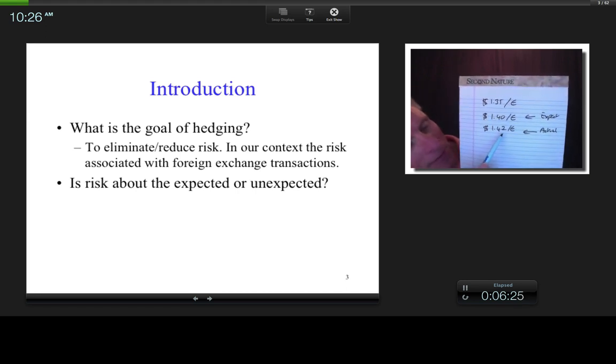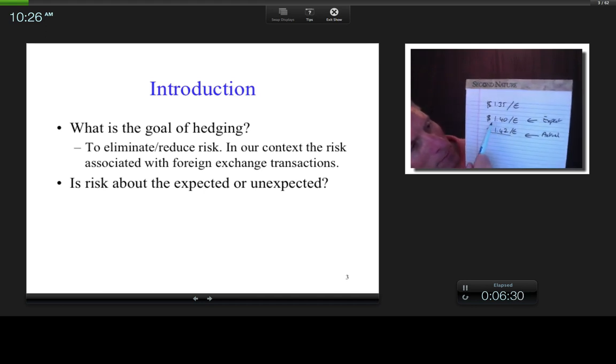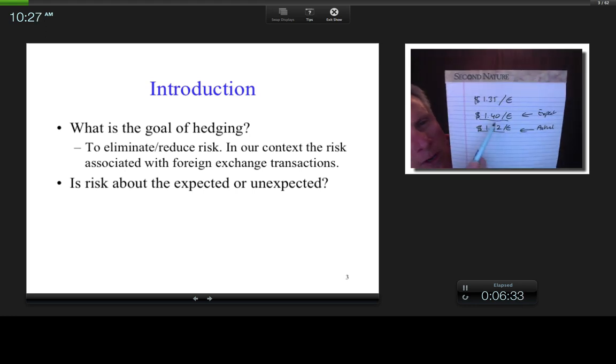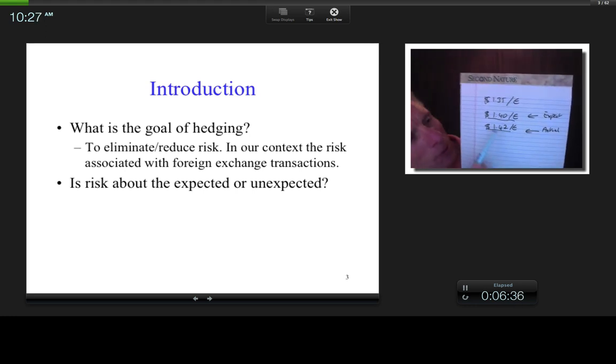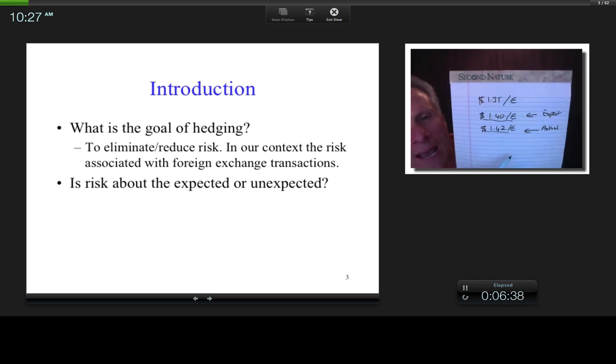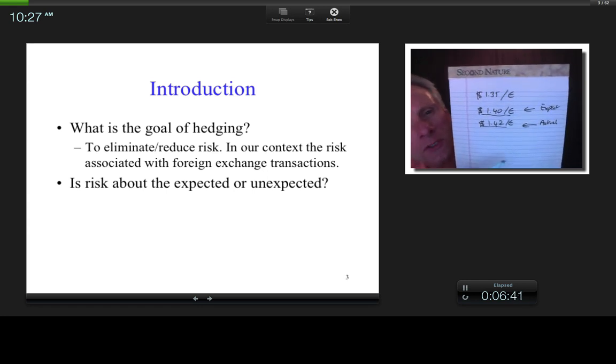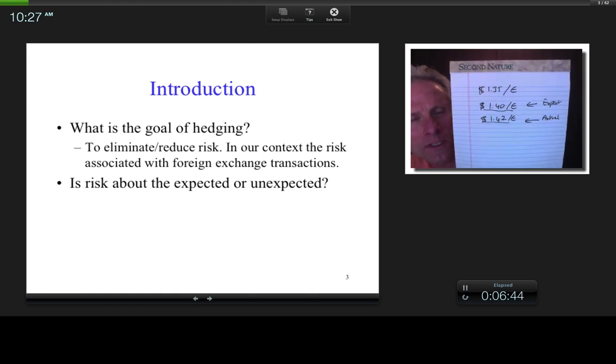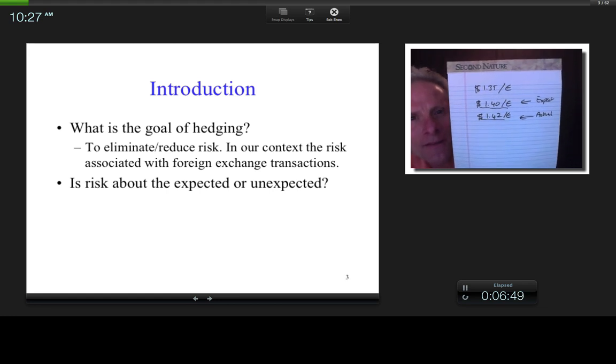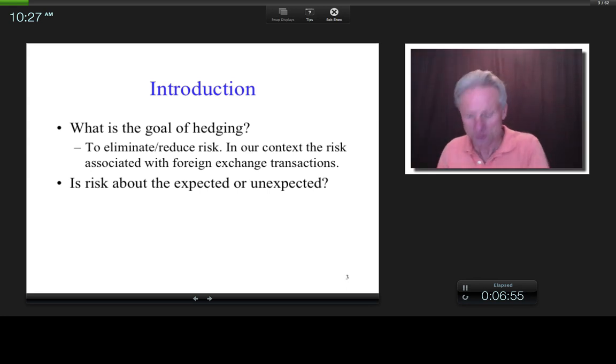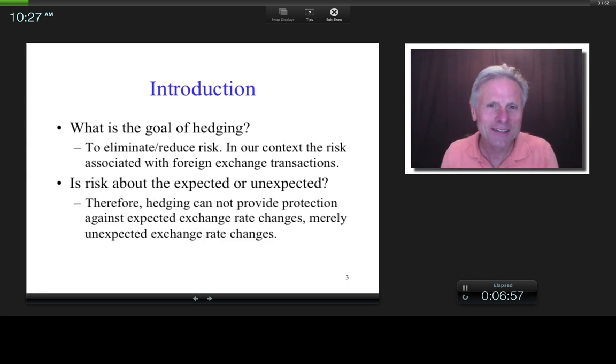Well, how much of this guy, the $1.42, is unexpected? The difference between this $1.42 and the $1.40, right? Because $1.40 was what was expected. $1.42 we're imagining is what actually happened. So hedging would protect you against the unexpected, or in other words, the 0.02. The unexpected additional amount that the dollar, weakened or strengthened? Weakened. So bottom line is that hedging does not provide protection against expected exchange rate changes, but rather unexpected.